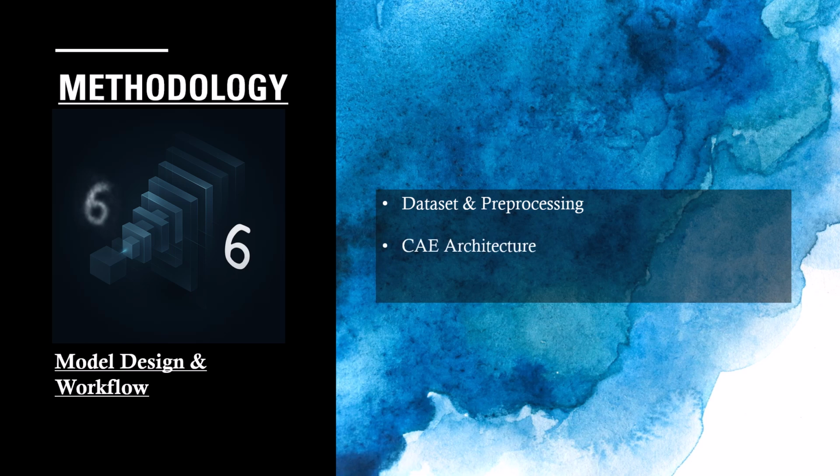Then, getting to the convolutional autoencoder architecture, the encoder part was as follows. It started with a convolution layer consisting of 32 filters, then a max pooling layer, followed by another convolution layer consisting of 64 filters, followed by a max pooling layer. This encoder part basically compresses the image to a lower dimensional feature map, basically encoding the image.